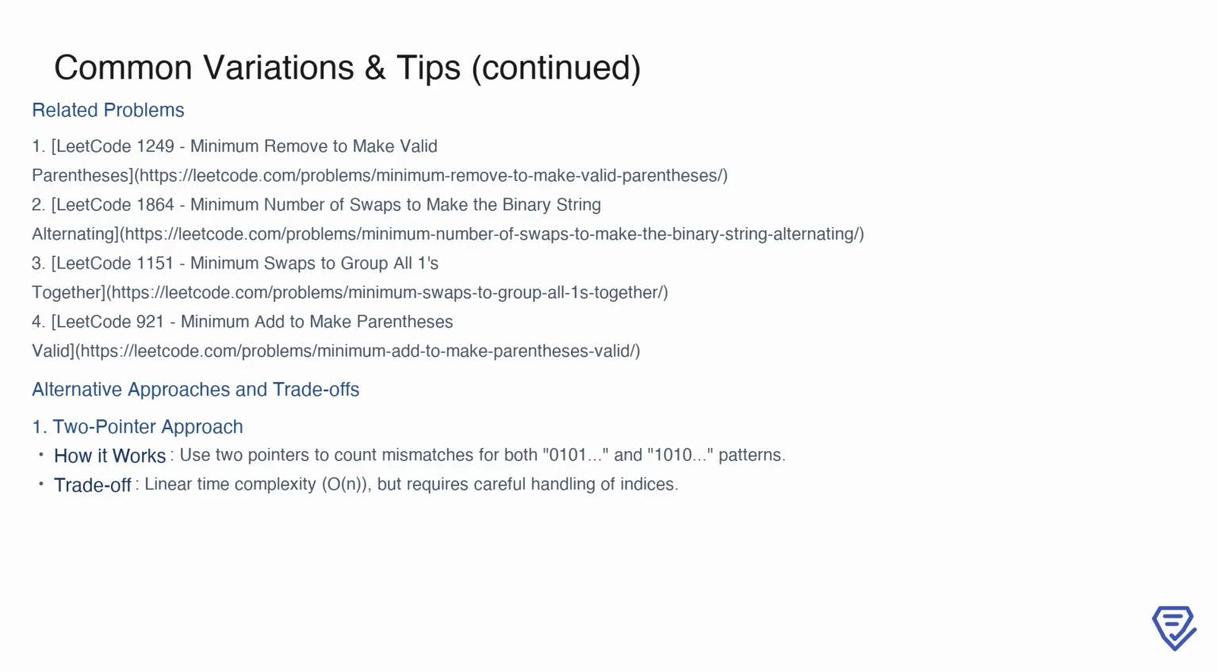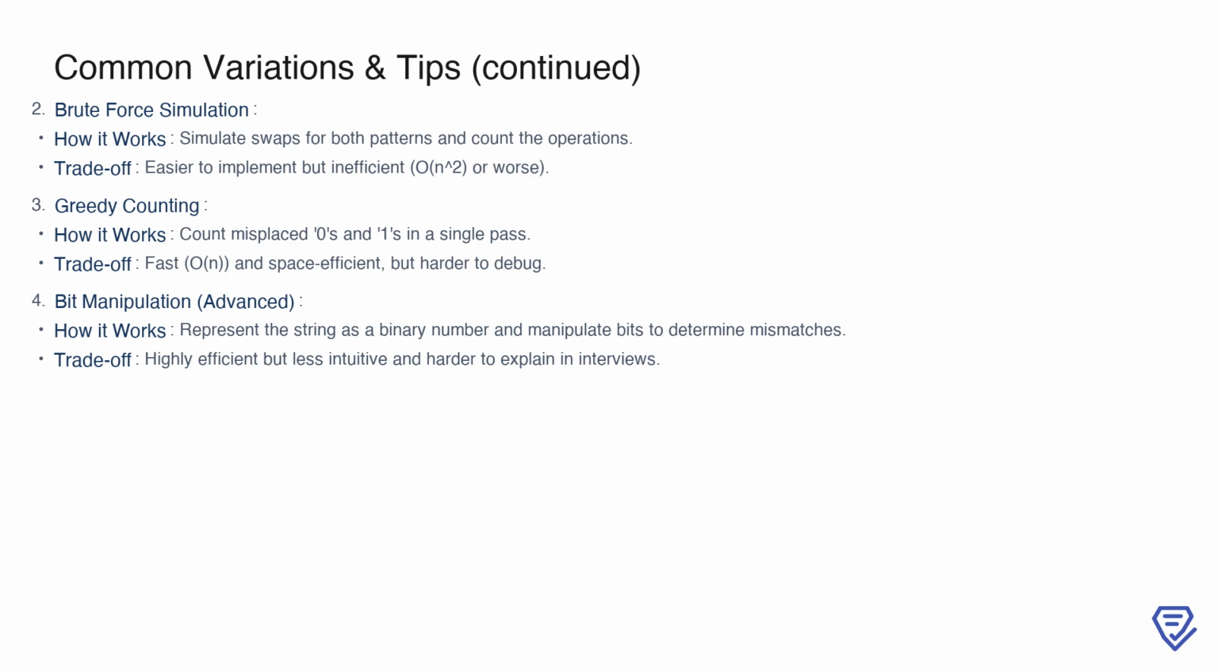One effective alternative approach for this problem is the two-pointer method. In this approach, you use two pointers to count mismatches for both 0101 and 1010 patterns. This method is efficient with a linear time complexity of O(n), but it requires careful index management to ensure accuracy. Another approach to consider is brute force simulation. This involves simulating the swaps for both alternating patterns and counting the required operations. While it's easier to implement and explain, it's not efficient, often resulting in a time complexity of O(n squared), or worse.